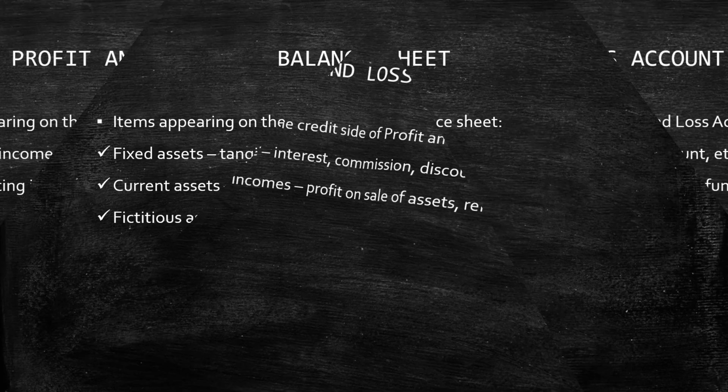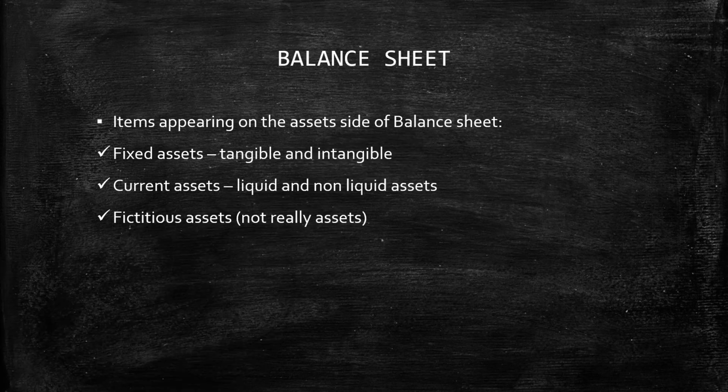So next, the final statement we are going to prepare is the balance sheet, which will depict the true financial position of the business. How is the financial position for the last 1 year? To find it out, we have to prepare a balance sheet. For the balance sheet, there will be two sides. One is the asset side, another is the liability side.